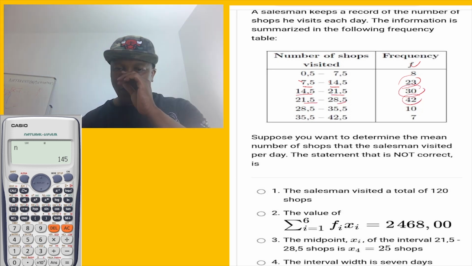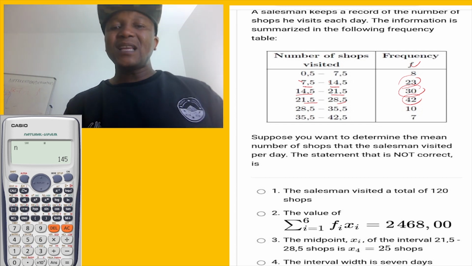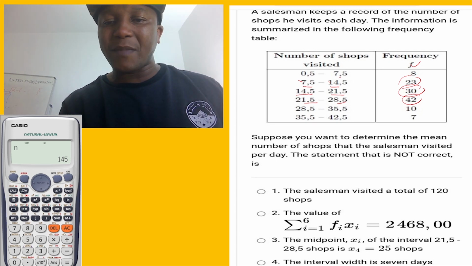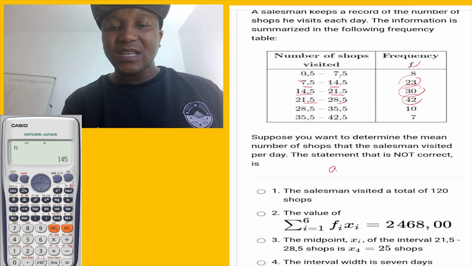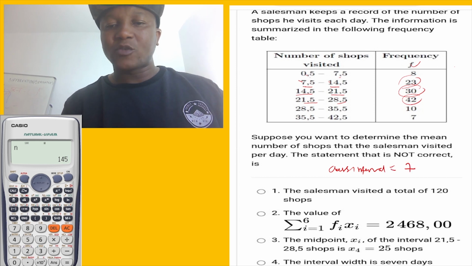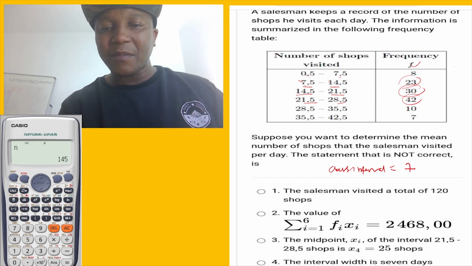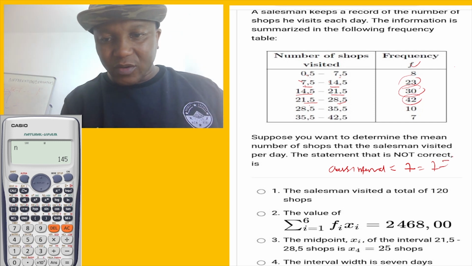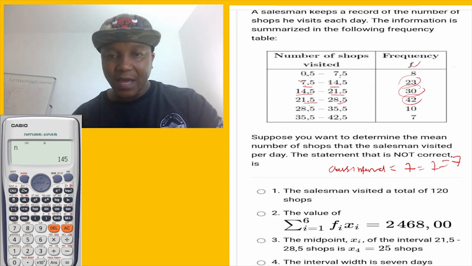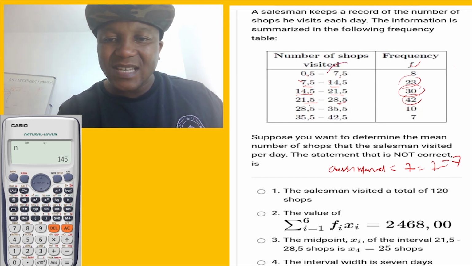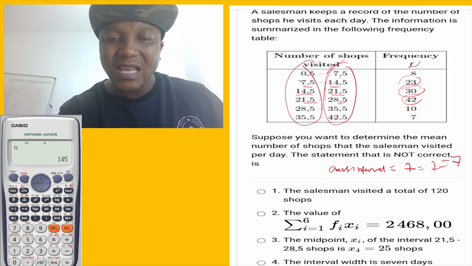So let me ask something before we go to the question. What is the interval here? The class interval means you take this one minus that one. 7.5 minus 0.5 is going to give us 7. So class interval equals 7. Even here, look, 14.5 minus 7.5 also equals 7. So all of the class intervals must be the same. That's what we call class interval. And this data here is the upper class and this is the lower class.